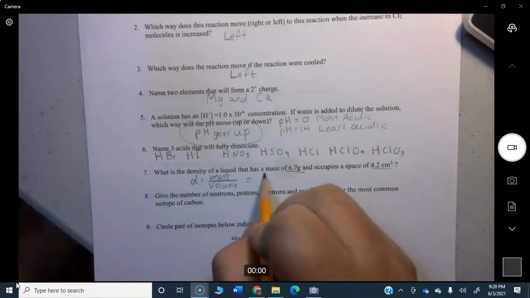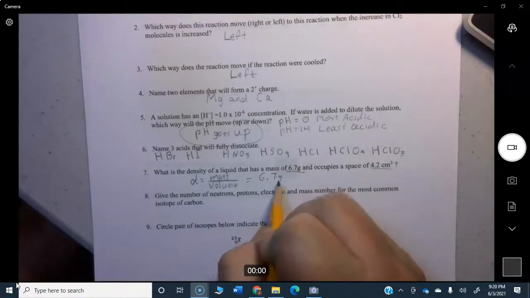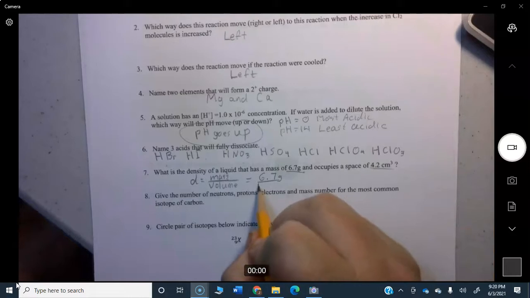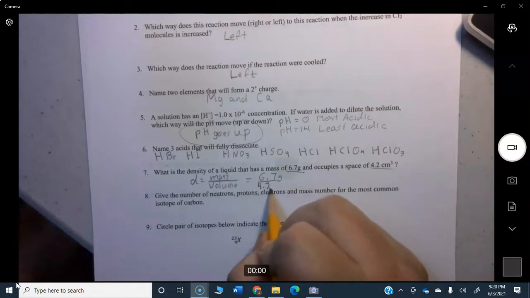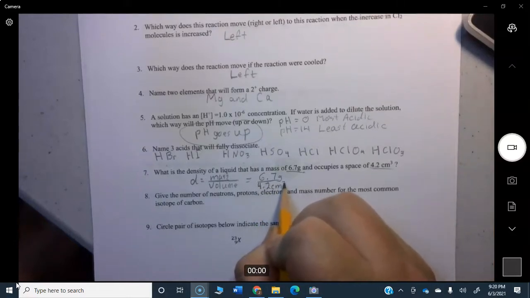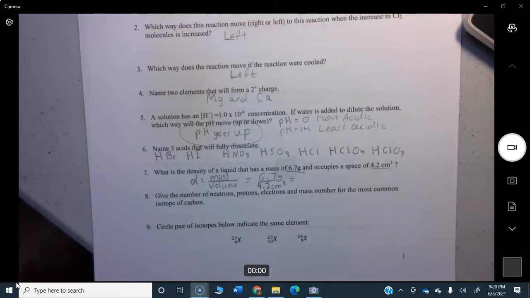So this is simply going to be 6.7 grams divided by 4.2 centimeters cubed. Okay, and I'll let you do the math on that. Just 6.7 divided by 4.2, and the unit is grams per centimeter cubed. Okay, that's all there is for that one.